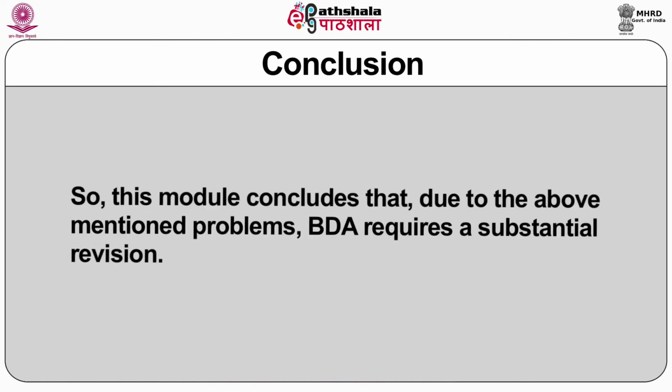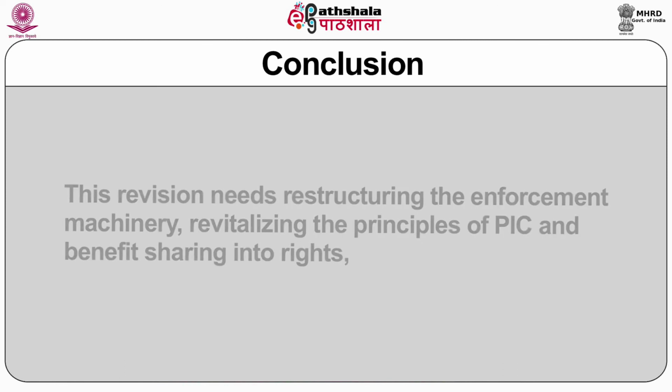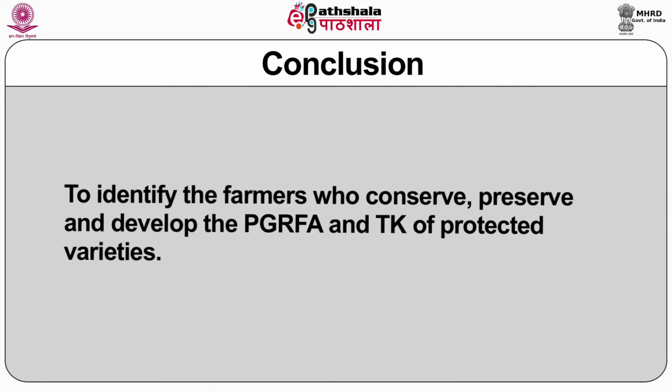So this module concludes that due to the above mentioned problems, the BDA requires a substantial revision. This revision needs restructuring the enforcement machinery, revitalizing the principles of PIC, that is prior informed consent, and benefit sharing into rights to identify the farmers who conserve, preserve and develop the plant genetic resources in food and agriculture and traditional knowledge of protected varieties.